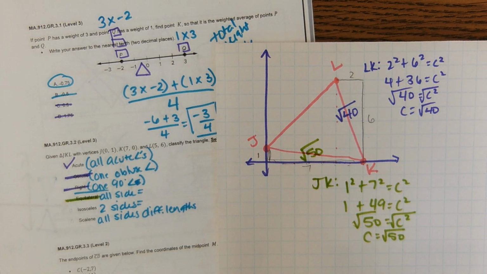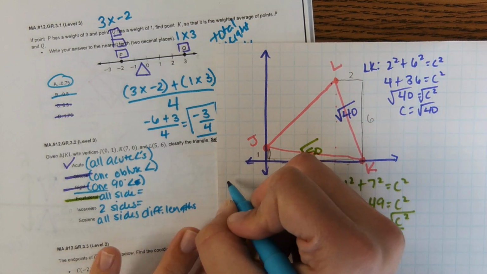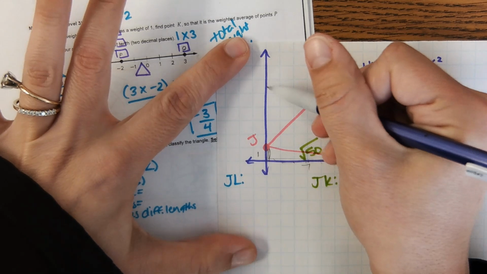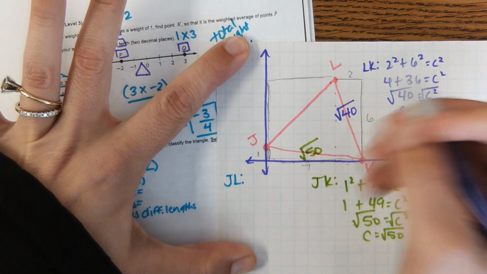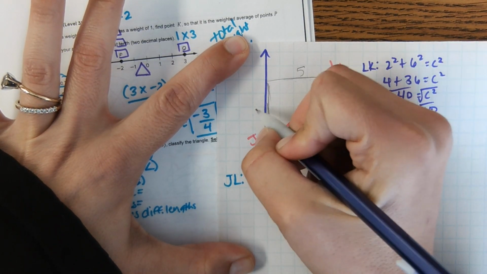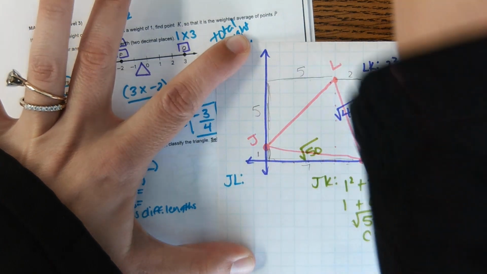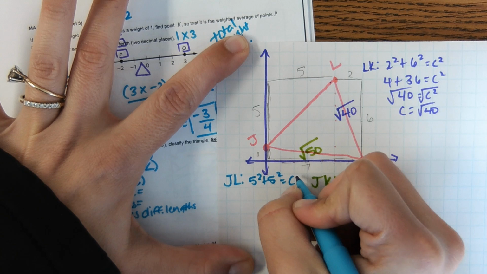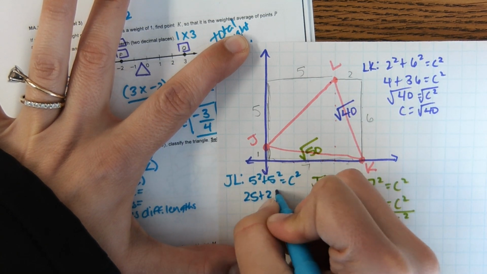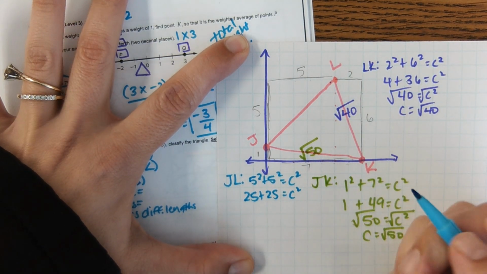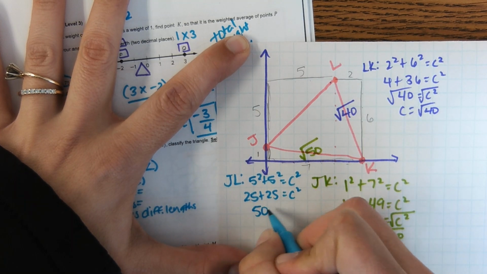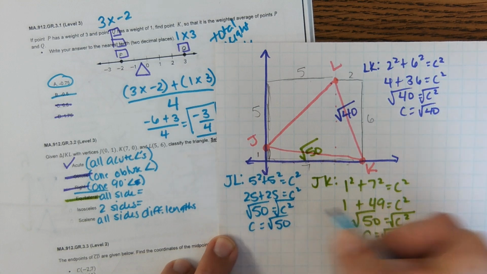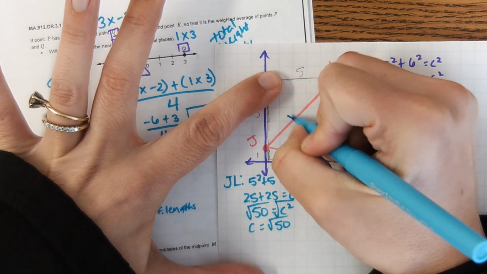Okay, and then I need to find the length of JL. And just making a right triangle so I can use the Pythagorean theorem, 5 units by 5 units. So it's 5 squared plus 5 squared equals c squared. C equals square root of 50. So this here is square root of 50.